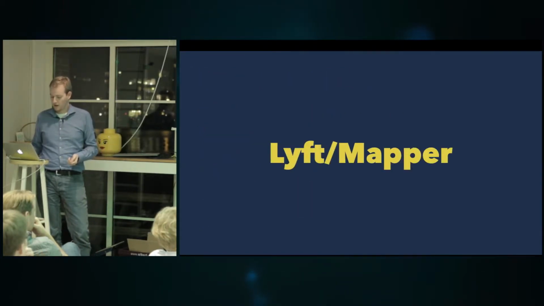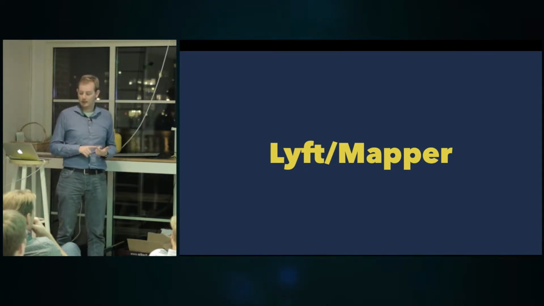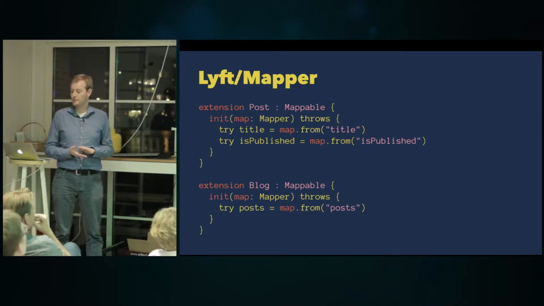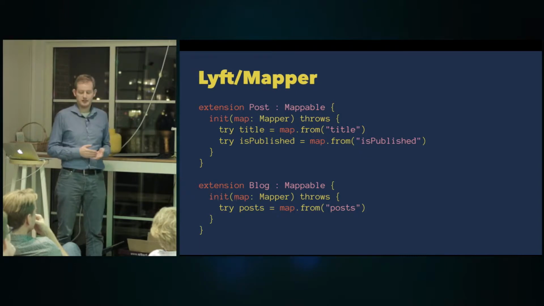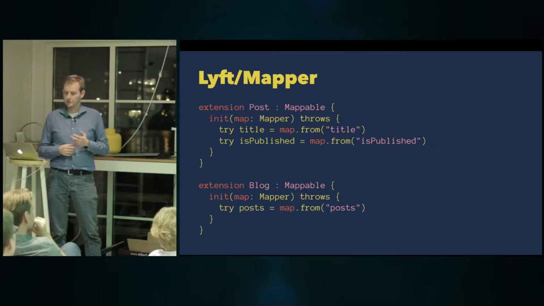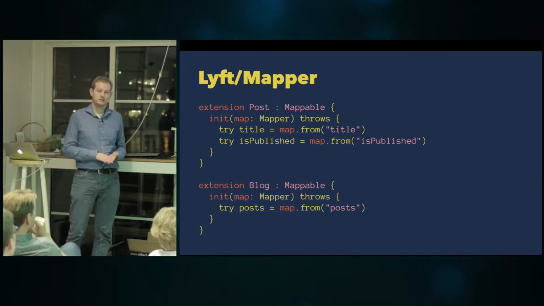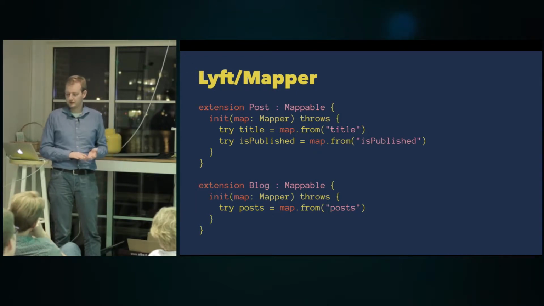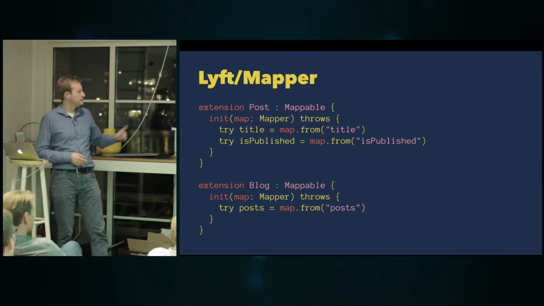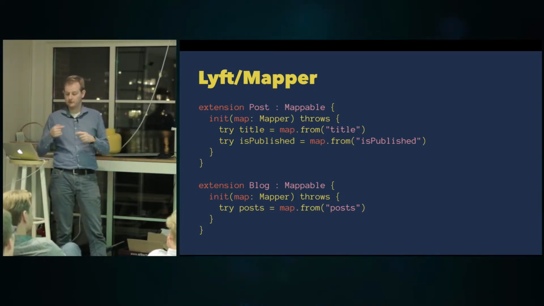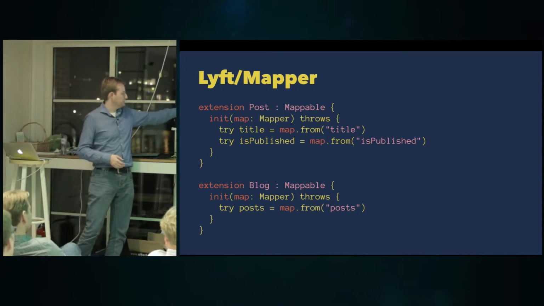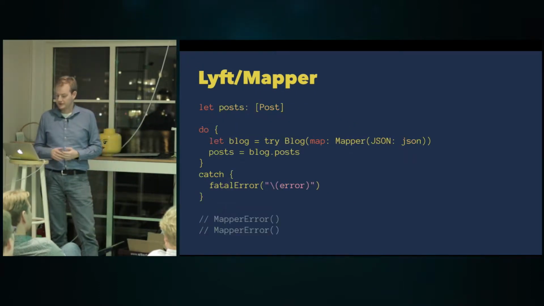Another library is Mapper from Lyft. For this one, we also need to implement a protocol called Mappable. And there we have to create a custom initializer, which takes a Mapper value, and it optionally throws if it can't initialize the type properly. In this initializer, we need to set all the fields. So we need to set the title and the is published, and we can use the map.from function, which returns a value of the correct type or throws an error. And we do the same for the blog posts. And then we can use this like so.